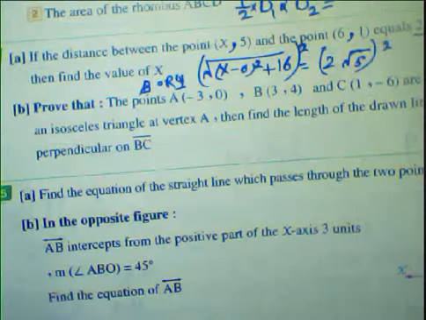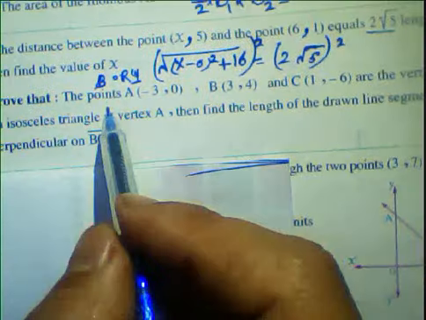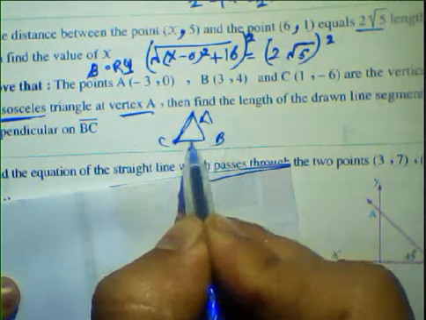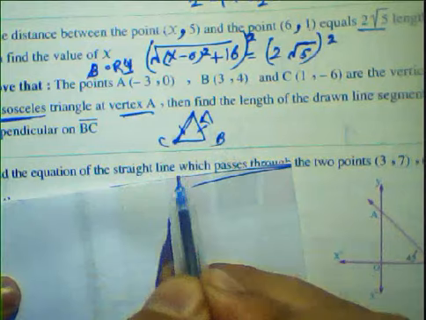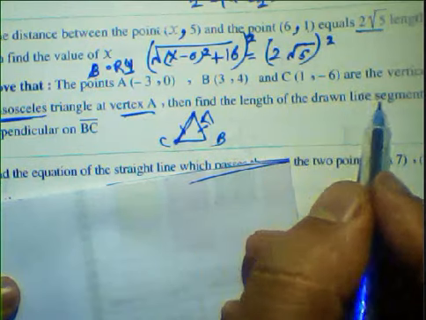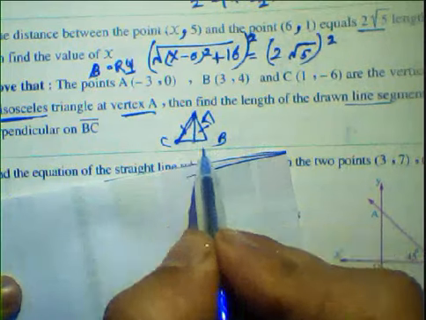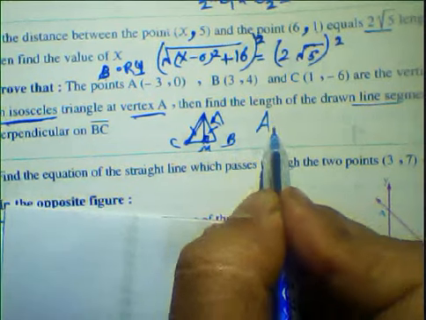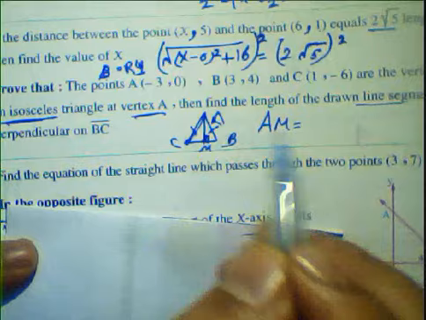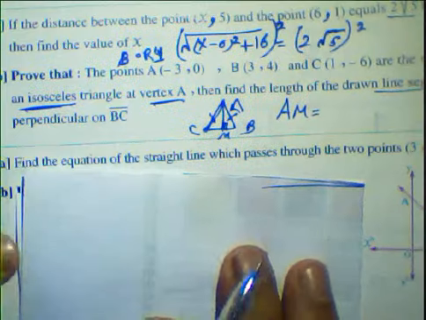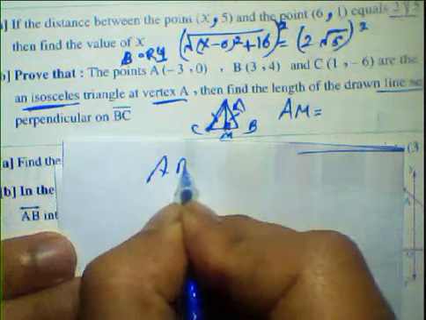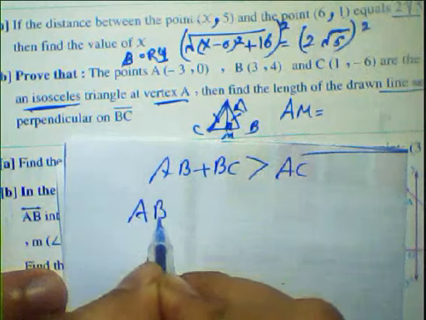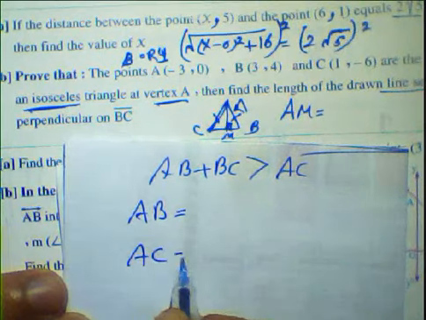Okay, another example. Prove that the points A, B and C are vertices of an isosceles triangle at vertex A. We want to prove that AB equals AC. Then find the length of the line segment drawn from A perpendicular to BC. We can find the point M here to find the length AM. First we must prove that it's an isosceles triangle. First, we can find the length of AB and the length of AC.